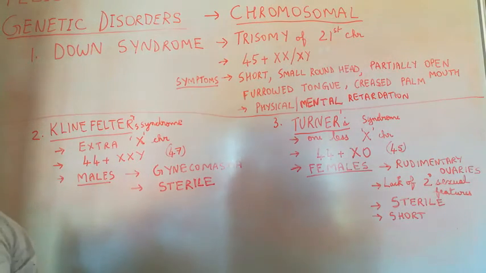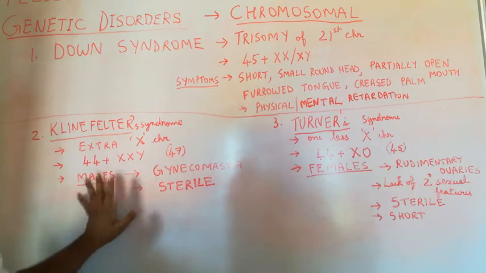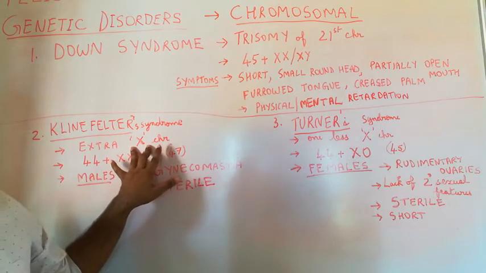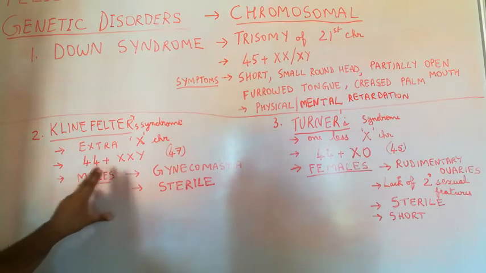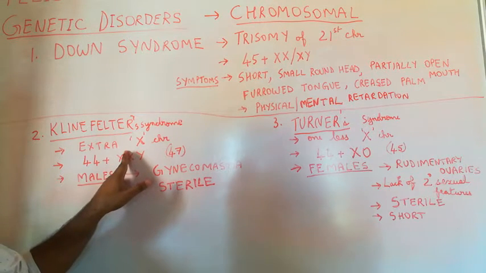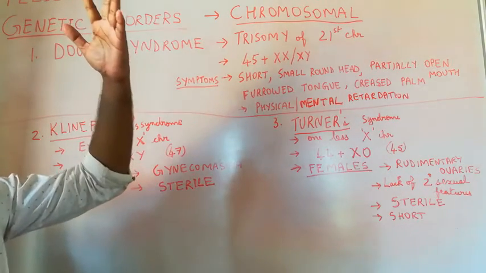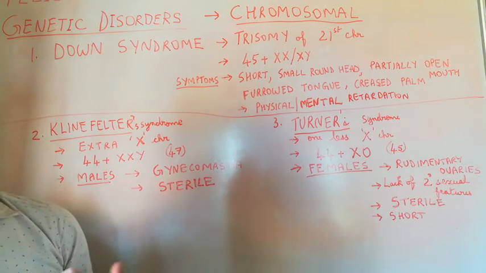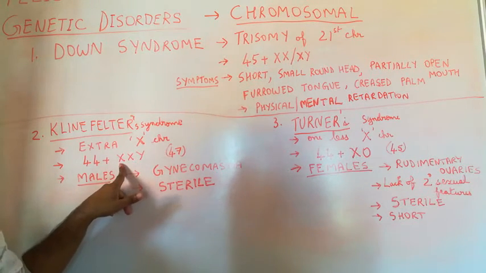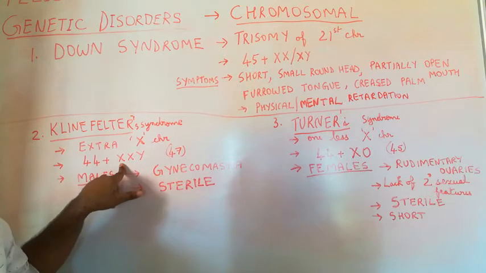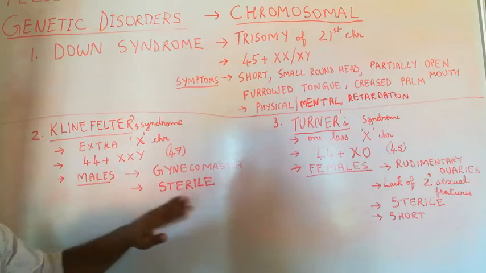The next one is Klinefelter's syndrome. This condition is seen in males. In Klinefelter's syndrome, there is an additional X chromosome. So there are a total of 47 chromosomes, 44 autosomes, and males will have an additional X chromosome. So 44 plus XXY. Such males are very tall and the overall development is masculine. They will have strong masculine features, but due to the presence of this additional X chromosome, they will also exhibit certain feminine characteristics such as gynecomastia, that is the development of breasts, and these individuals are sterile.